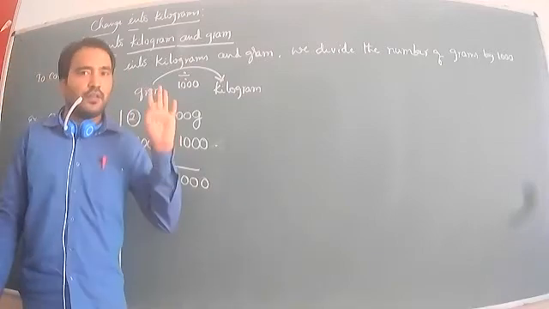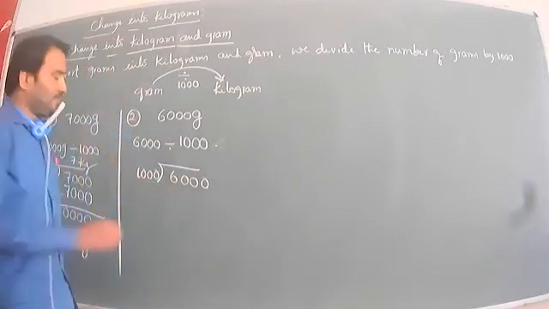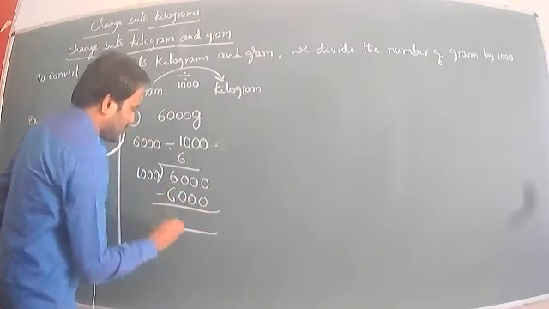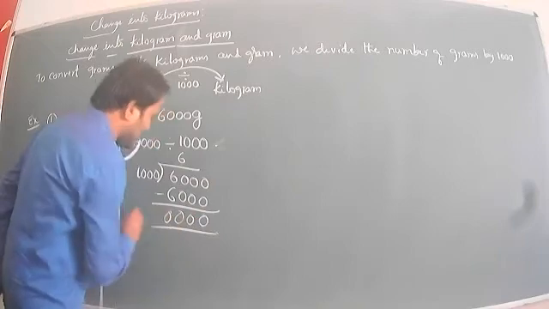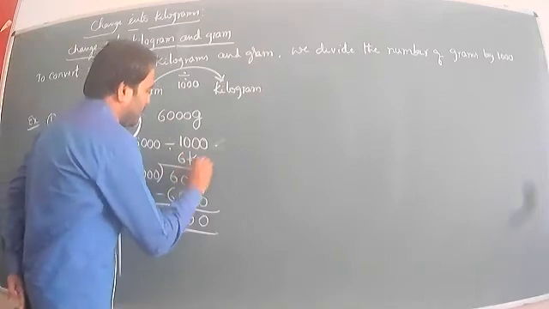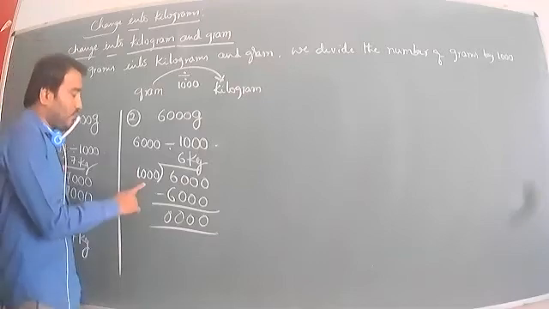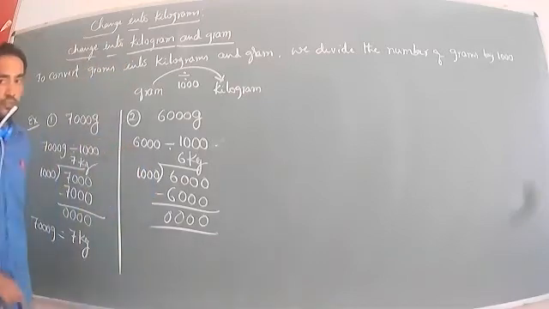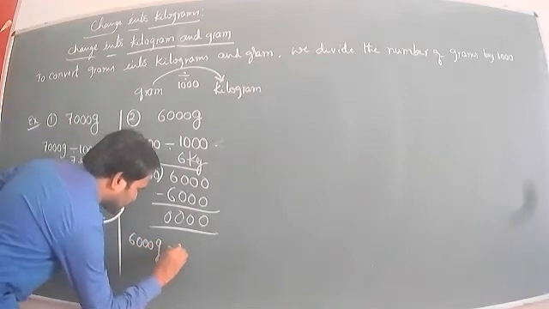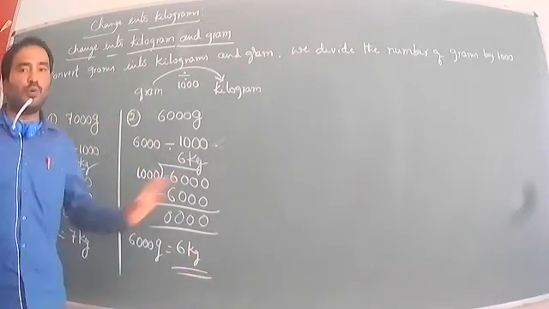1,000 threes are 3,000, 1,000 fives are 5,000, 1,000 sixes are 6,000. Okay, subtract: 0, 0, 0, 0. No remainder. The remainder is not there, so here only kg will be remaining. Okay, 6,000 grams is how many kg? Thousands, how many? 6 in that 6,000. So 6,000 grams equal to 6 kg. So here no grams are there.